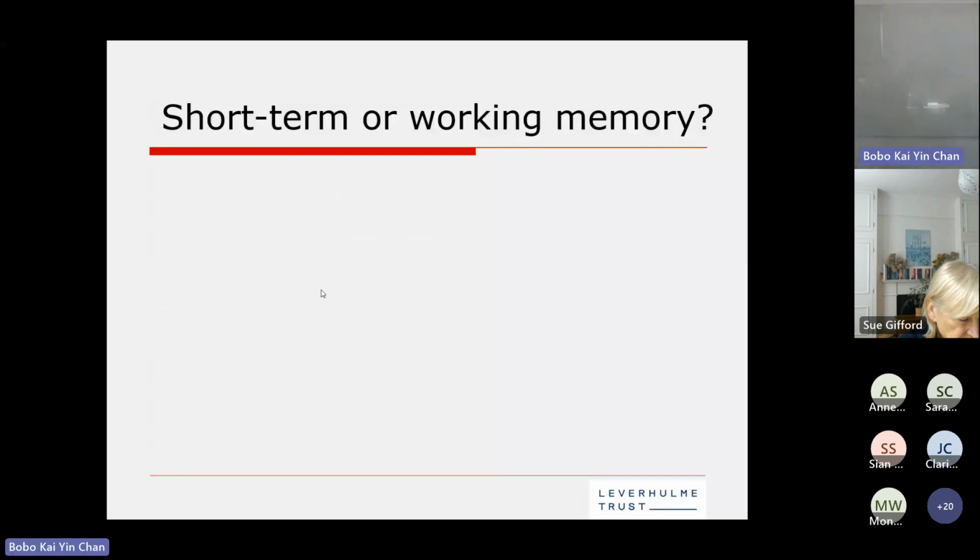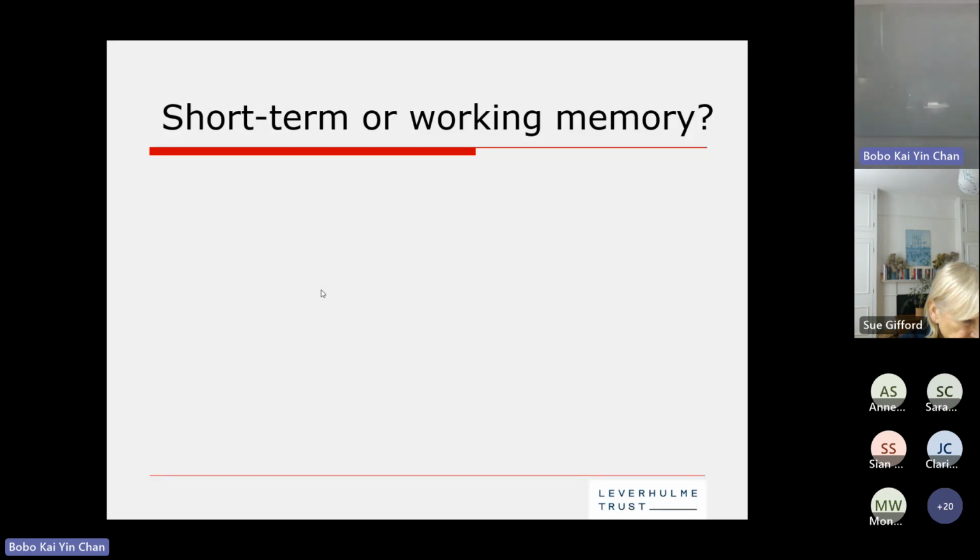Another question that we need to address quickly: what is the difference between short-term memory and working memory? Because initially in experimental psychology, short-term memory was considered, was famous, and we're going to talk about it shortly. Short-term memory span by George Miller, 7 ± 2. People talked about short-term memory.